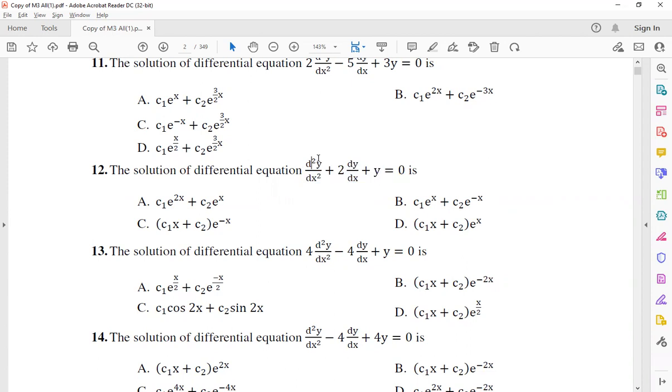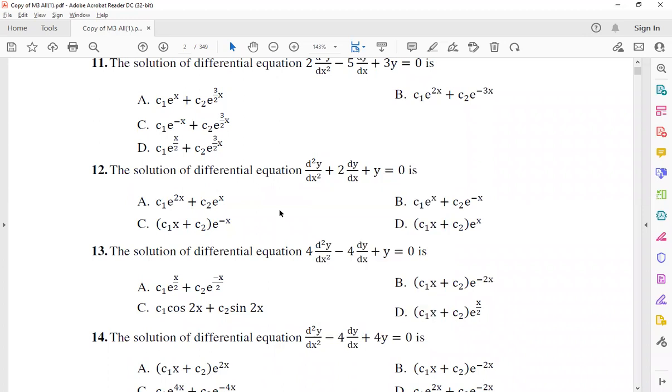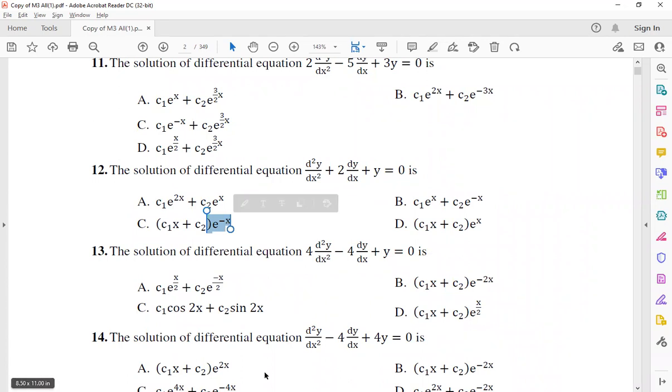But the power is 2. Do you remember that? Here the order is 2, so you cannot write just minus 1, we are writing it twice. Real 2 times, so C1x plus C2. There are these two options only, C and D, but the root is minus 1, so this one is correct. E raised to minus x. Am I right? Yes. So go with 13.